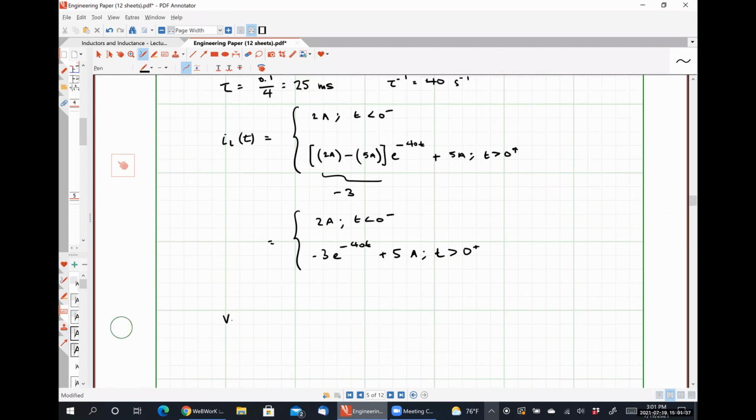For our resistor voltage, VR of t is going to be 0 volts for t less than 0 minus. Then it shot up to 12 volts, e to the minus 40t volts, for t greater than 0 plus, because we know that the voltage settled to 0 at t is equal to infinity. So it's going to look like 12 minus 0, e to the minus 40t plus 0.